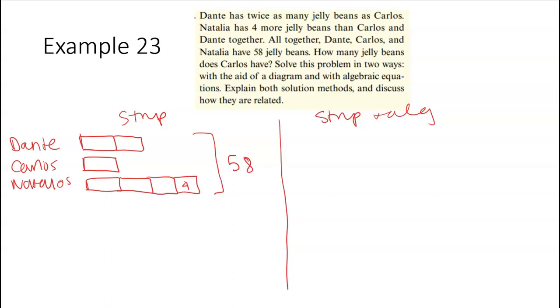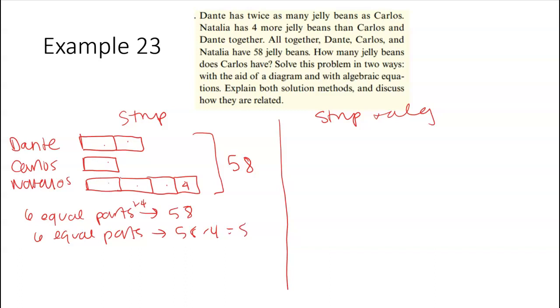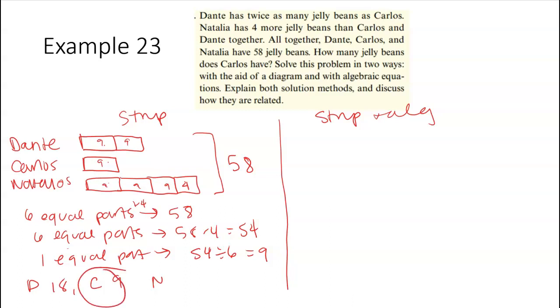So how many equal parts of these strips do we have? 1, 2, 3, 4, 5, 6. So we have 6 equal parts plus 4 is equal to 58. So 6 equal parts is equal to 58 minus 4, 54. So if we want 1 equal part, that would be 54 divided by 6, which is equal to 9. So who has 1 part? We could go back here, 9, 9, 9, and we could see what everybody has. So Dante has 18, Carlos has 9, and Natalia, oh, who did they ask for? How many jelly beans does Carlos have? Oh, there we go. We don't even need to answer all that.